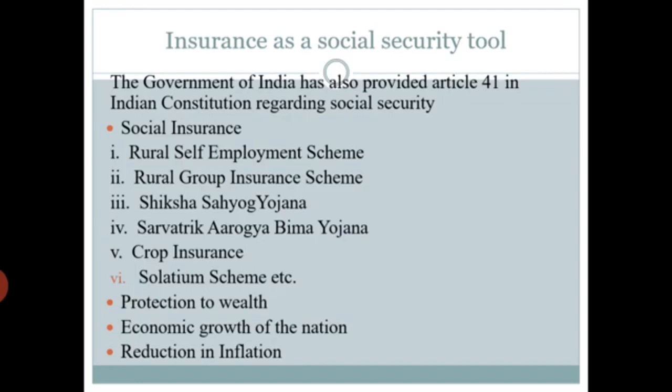In this respect, the government has also taken some initiatives through which they have guaranteed some schemes in which the society at large, with a minimum premium amount, can get the benefits of such schemes and shoulder their expenses, or get compensation through them. For example, in social insurance, the first scheme is the rural self-employment scheme.